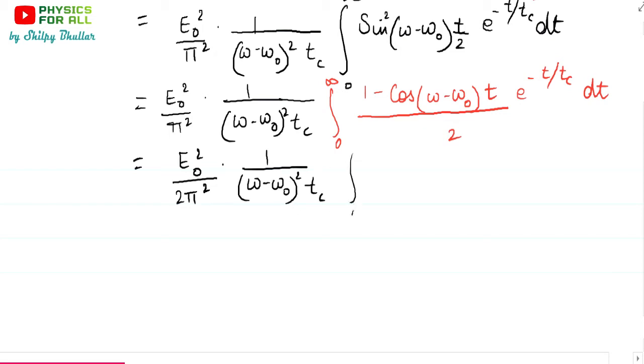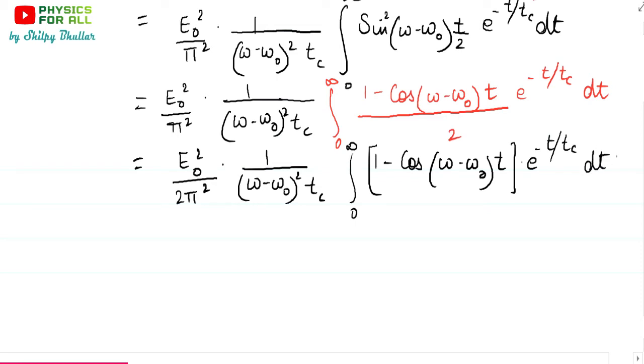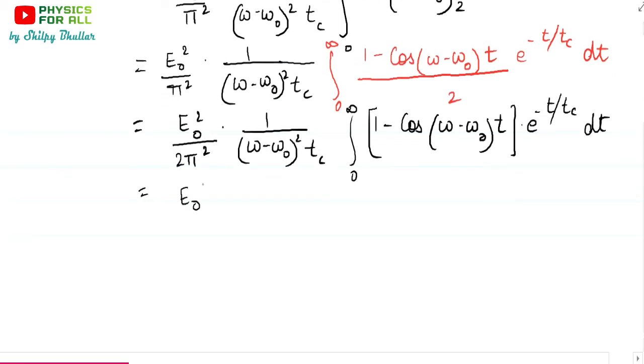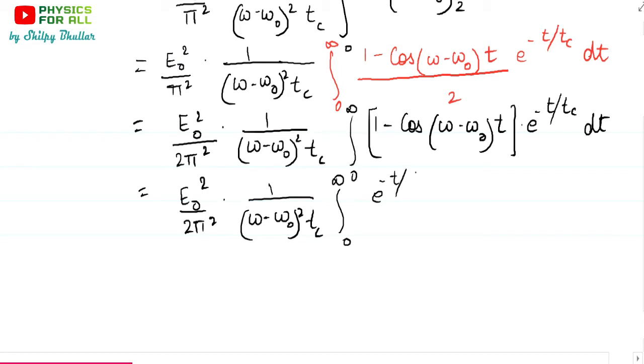And now we have 1 minus cos(omega minus omega naught)T, this whole quantity being multiplied by e raised to power minus t by tc dt. What next? E naught square, 2 pi square, 1 upon (omega minus omega naught) whole square tc, 0 to infinity. Now this will get multiplied. So first we get e^(-t/tc), minus cos(omega minus omega naught)t e raised to power minus t by tc, this whole quantity integral.